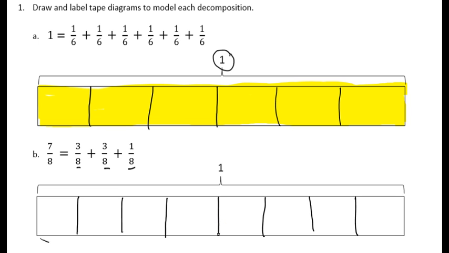in the number sentence. So we have 3/8 plus another 3/8 plus 1/8. Now all I need to do is shade in each of those portions.